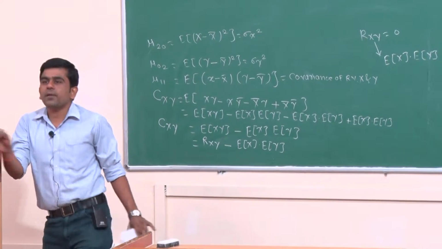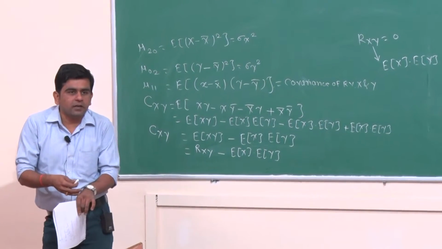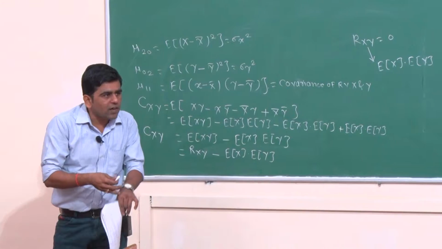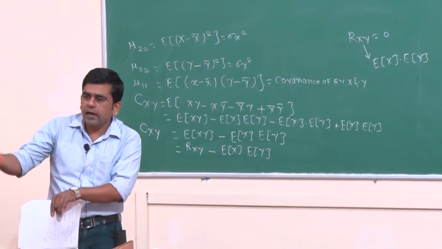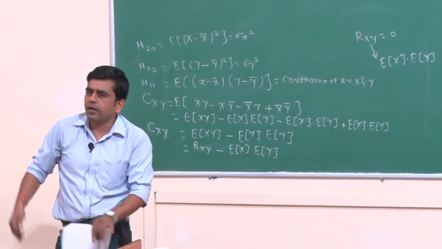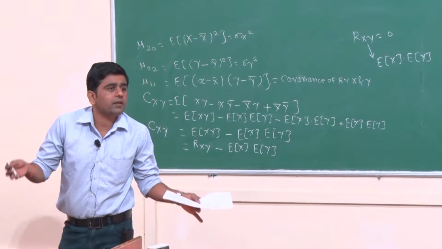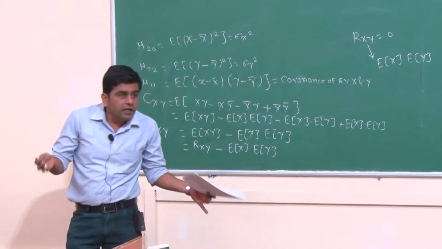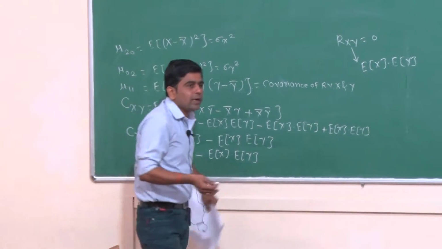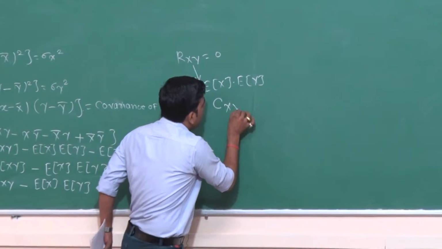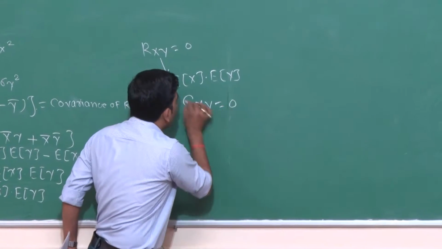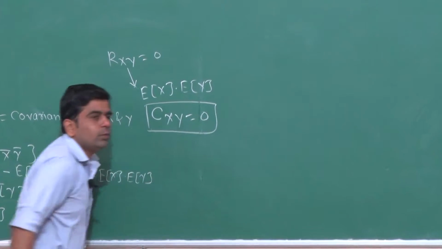When these two random variables are statistically independent, the occurrence of the first random variable doesn't depend on the occurrence of the second random variable. They are totally independent, so we can say that these two random variables are statistically independent. So in that case, the covariance between them will be equal to 0.